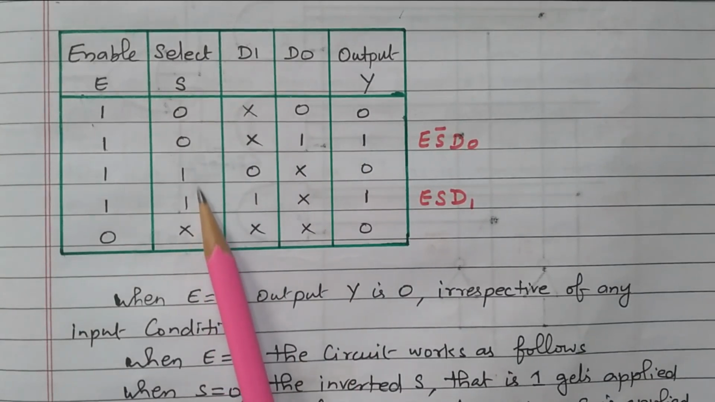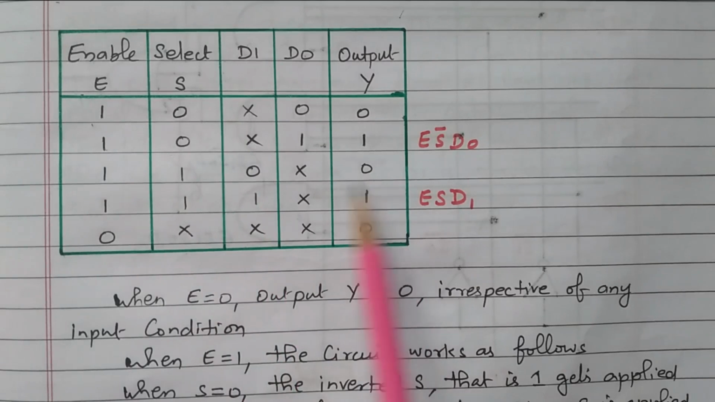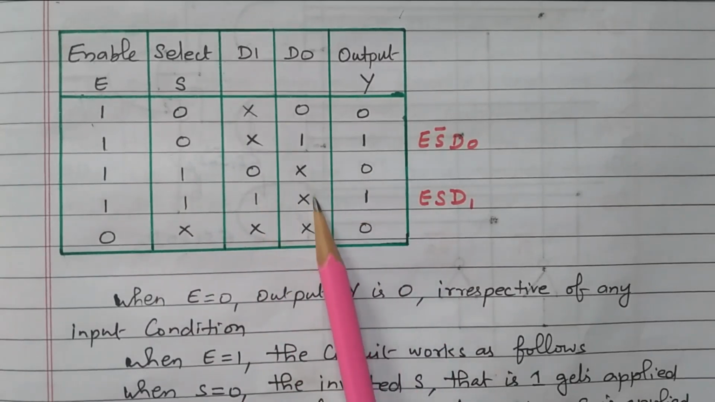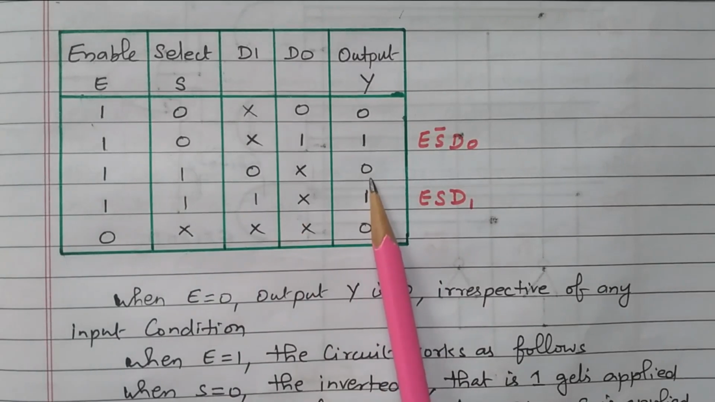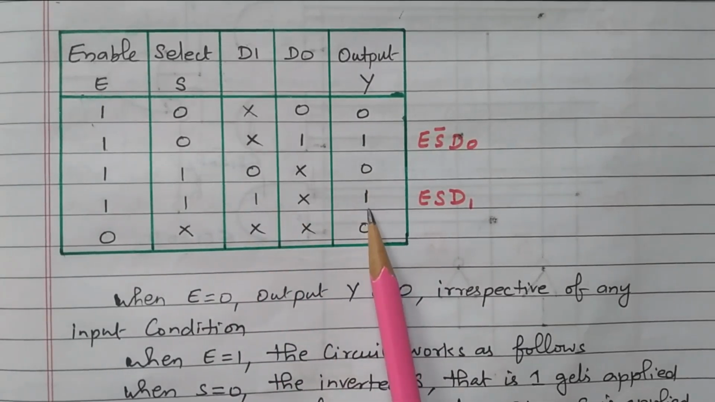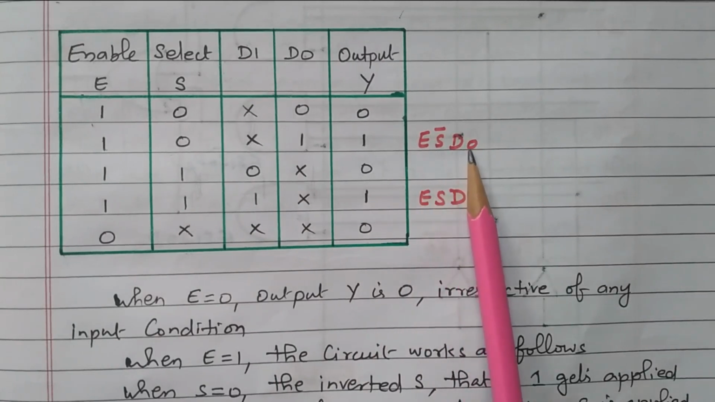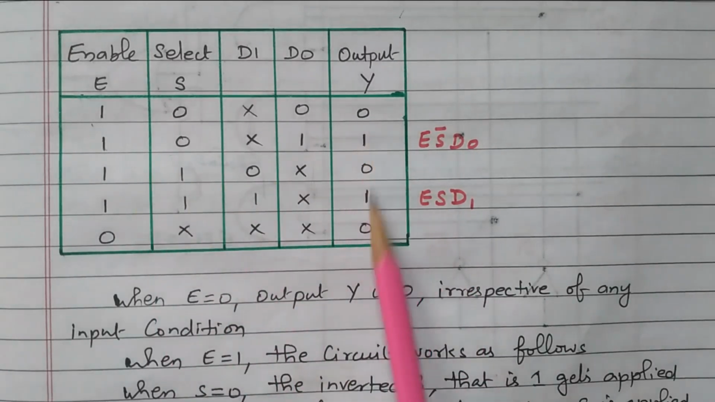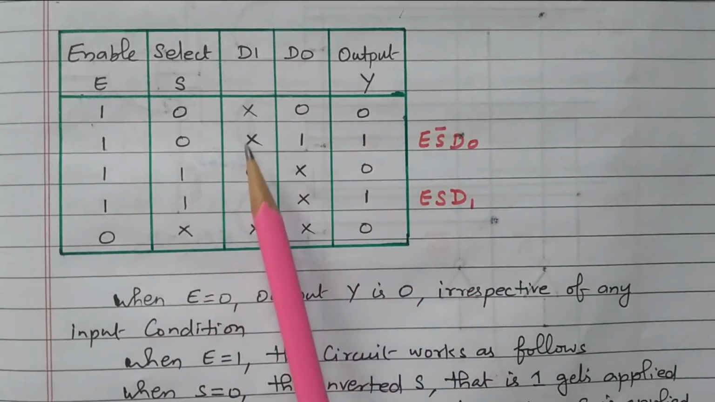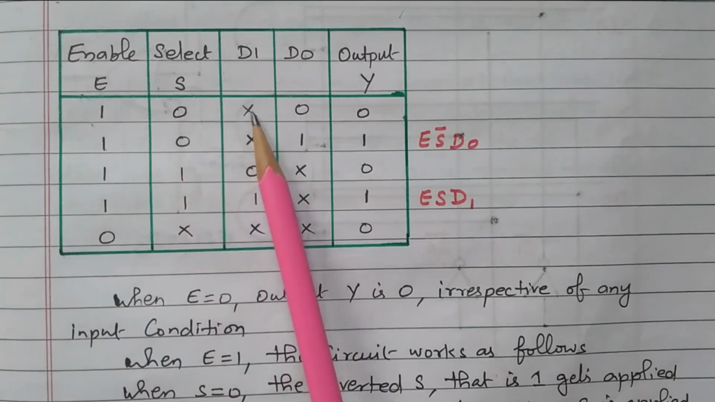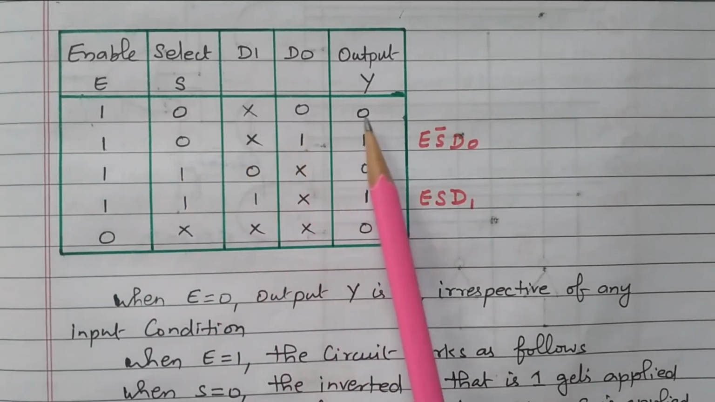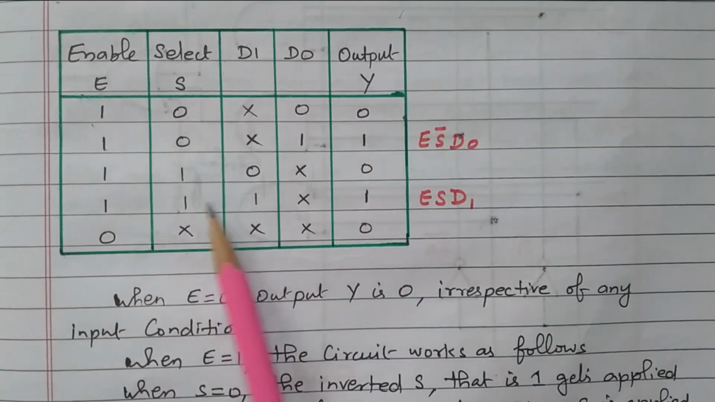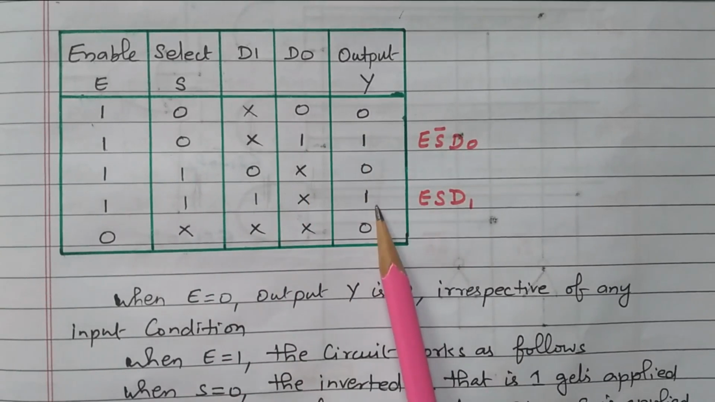If the selection line is 1, then D1 is the output. D1 will be produced at the output, whatever may be D0. If D1 is 0, output will be 0. If D1 is 1, output will be 1, right? So this is nothing but E S bar D0. This is E S D1, what we discussed earlier, right? So this gives the detailed diagram, all possible options. Selection line 0 means whatever may be D1, if D0 is 0, output is 0. D0 is 1, output will be 1. So the D0 value will be reflected at the output. If the selection line is 1, the D1 input is reflected at the output.